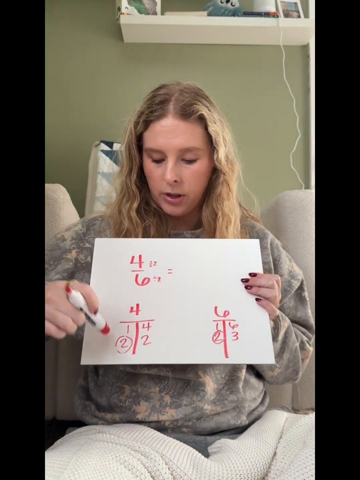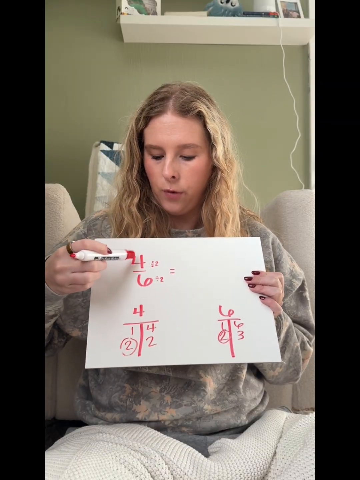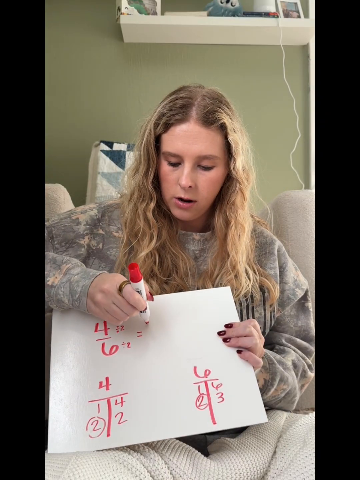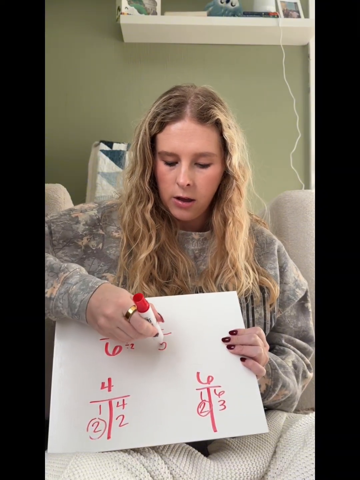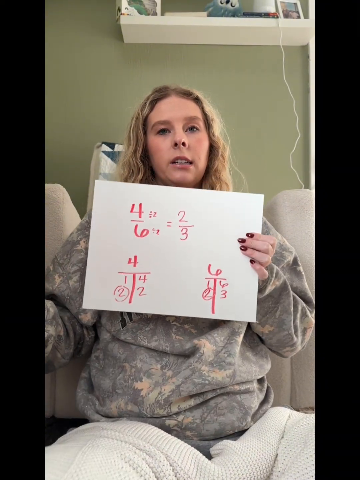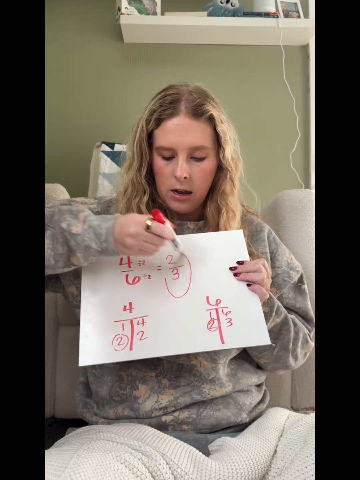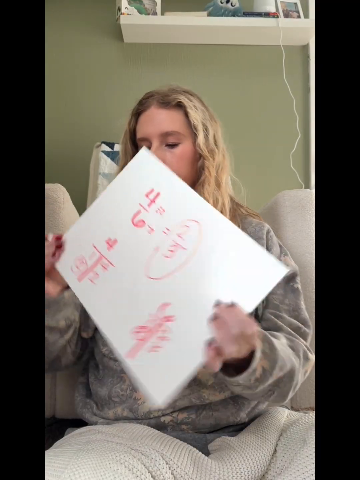You're going to divide top and bottom by that greatest common factor, the number that you circled. So 4 divided by 2 is 2. 6 divided by 2 is 3. So 4/6 simplified is 2/3.